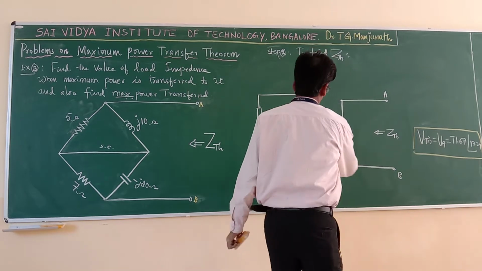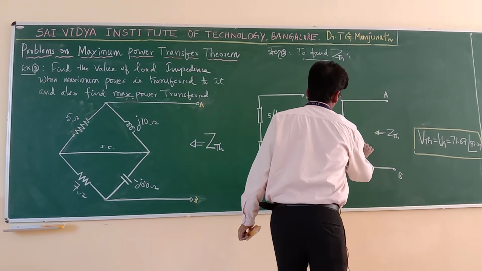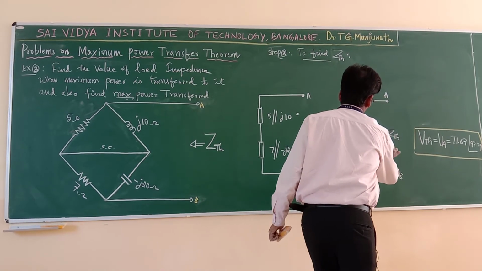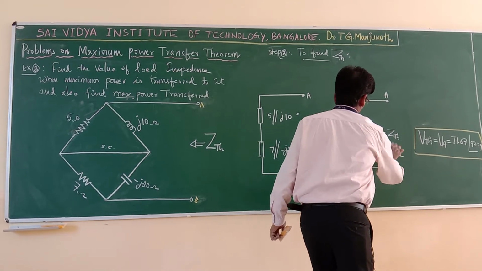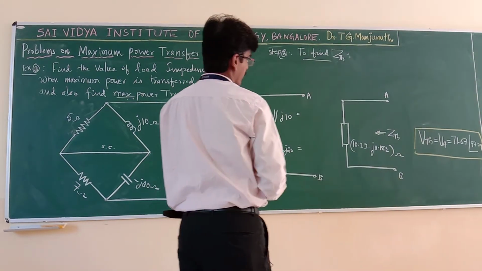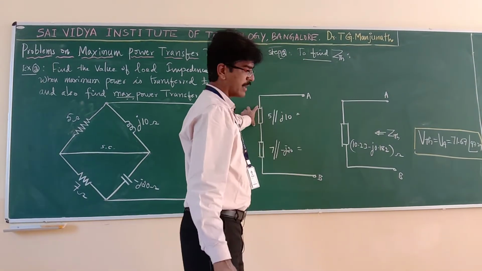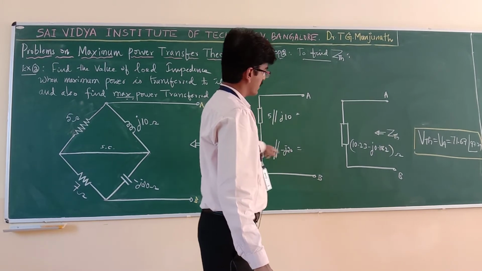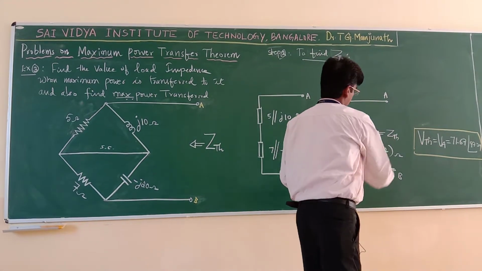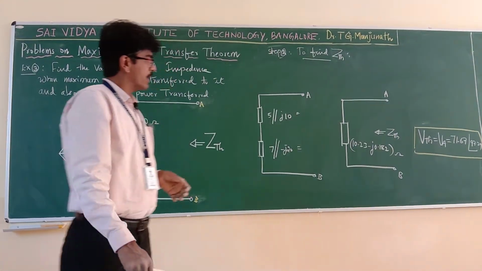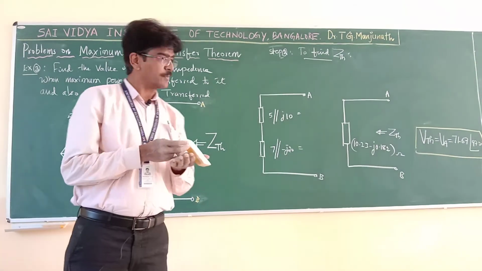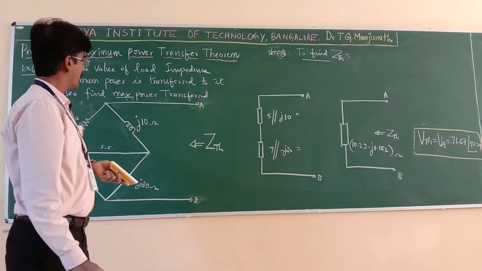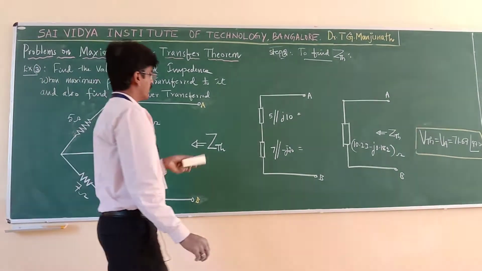You will get the answer as 10.23 minus j0.182 ohms. So this is the value of Z Thevenin. So keep the calculator in complex mode, get the answer for this and this, and add both because these two are in series. Then you get Z Thevenin as 10.23 minus j0.182. So you got Z Thevenin. Then what is the next step? Next step is you have to write Thevenin's equivalent circuit.